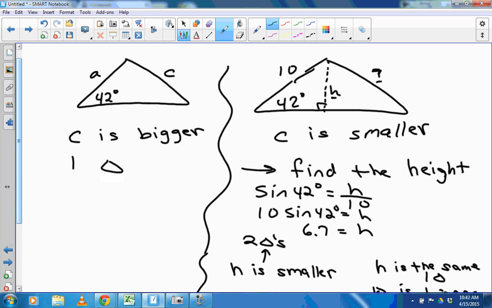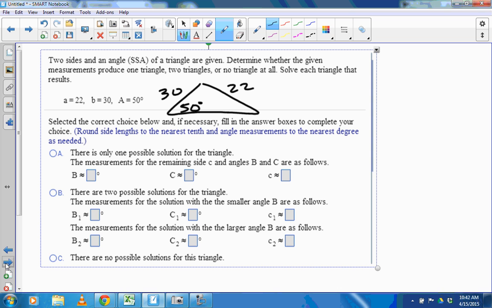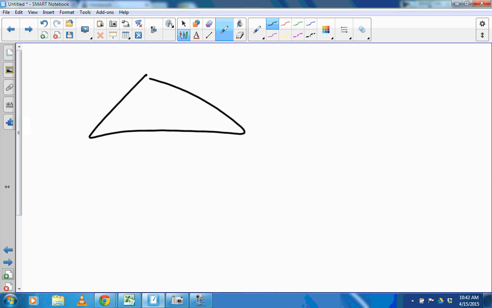All right, look at this. So if C is the bigger one, if the side opposite is bigger, it's one triangle. But if it's smaller, got to find the height. All right, and that's the case here, right? Got to find the height. All right, help me remember it, okay? 50, 22, and 30. Okay, so now we got to find this height.